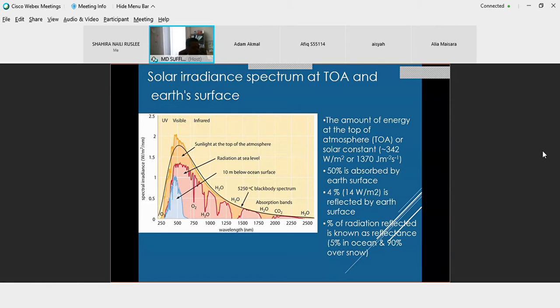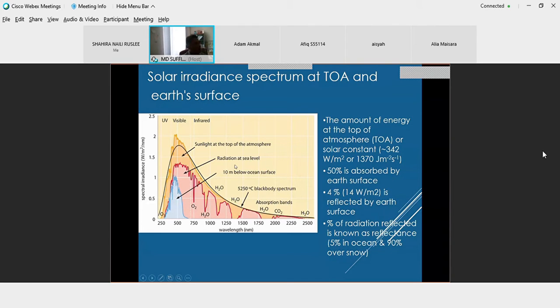So some of these radiation will be absorbed, some will be scattered. So actually 50% saja daripada 342 watts per meter square will be absorbed by the earth surface. The rest is reflected. 4% is reflected by the earth surface. And the rest will be absorbed and scattered by the clouds and atmospheric gases.